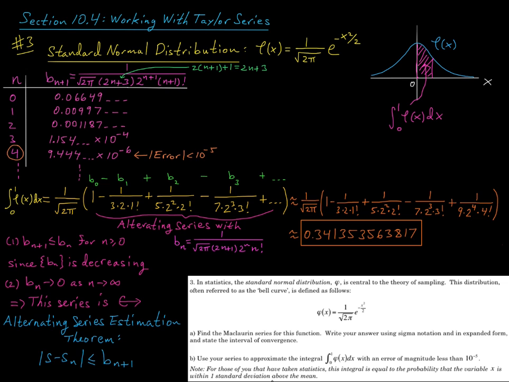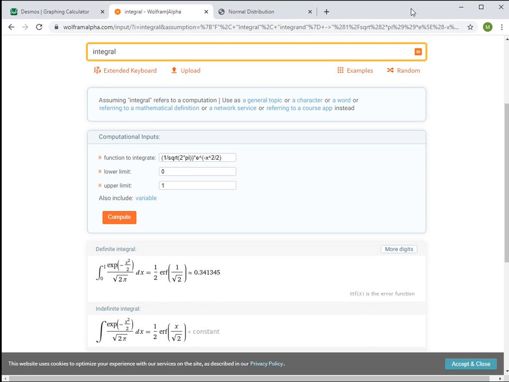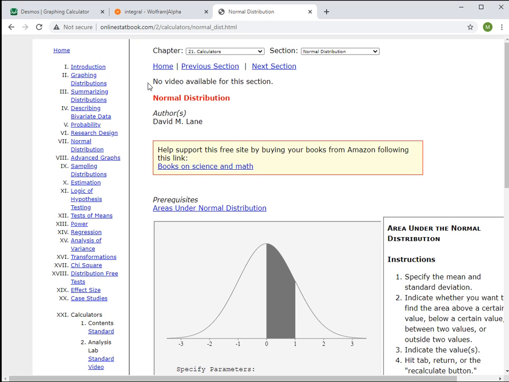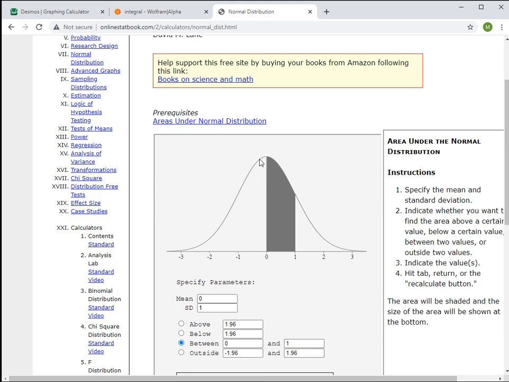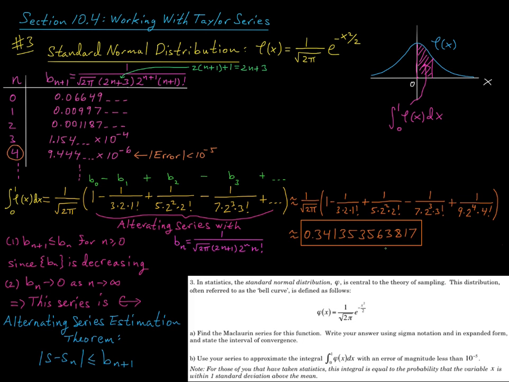Okay, so now last thing I want to note here, if you were taking statistics, you might use maybe a website like this that computes areas under the normal distribution. You also might just use a graphing calculator, but here I want to find the area below the normal distribution and above the x-axis from 0 to 1, so I'm looking for this area between 0 and 1, and it spits out this area to be about 0.3413, which is, of course, very close to what we have. It's within 10 to the negative fifth of what we have, in fact.